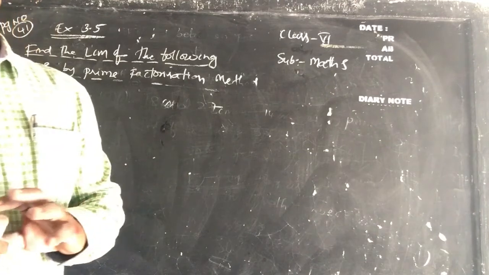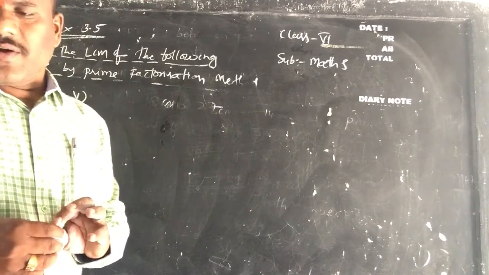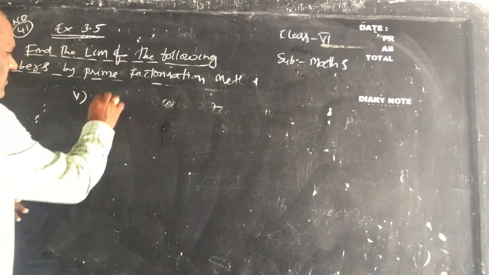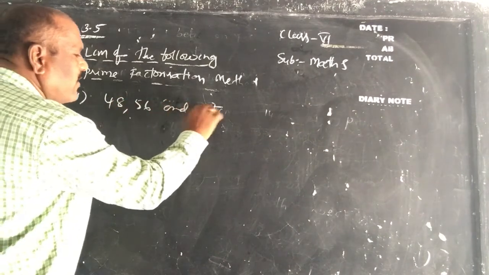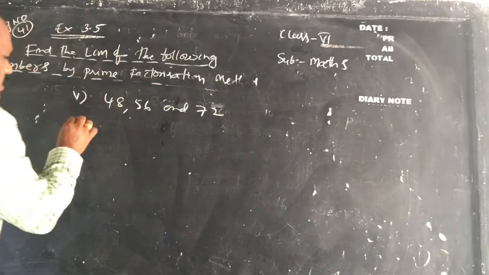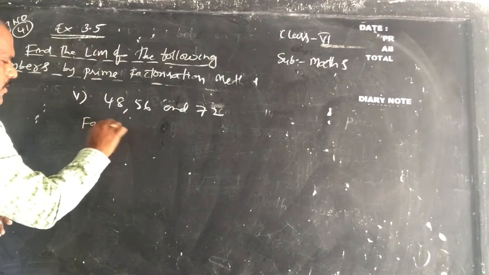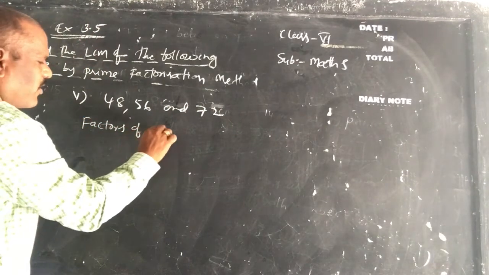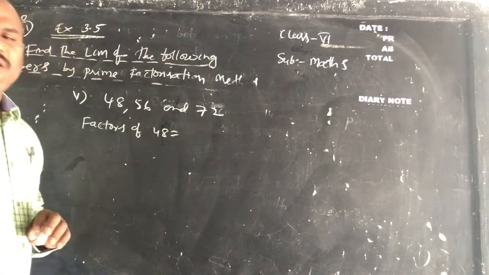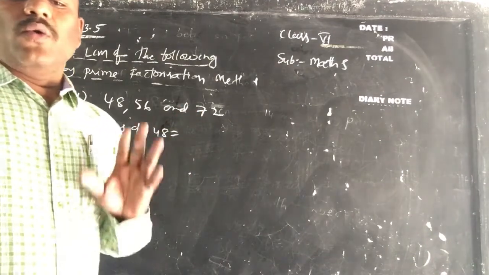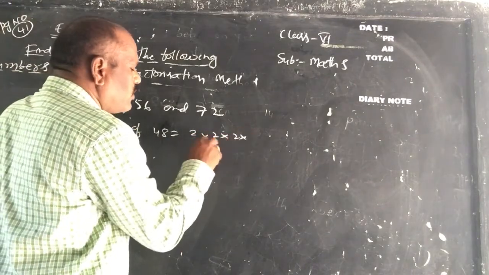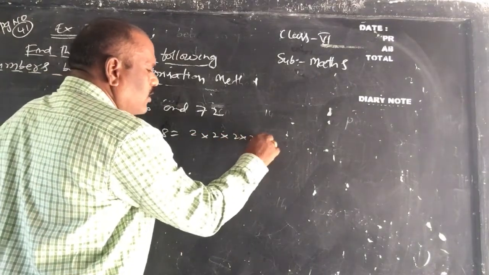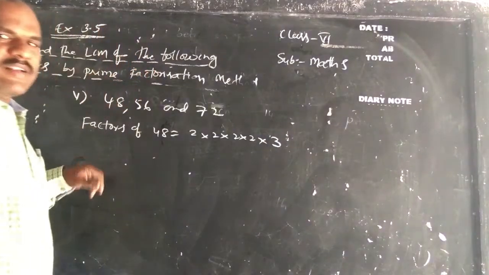Given numbers 48, 56 and 72. These are the given numbers. Same thing, children. Factors of 48, how will that be? 2 into 2 into 2 into 2 into 3. 2 2 is 4, 4 2 is 8, 8 2 is 16, 16 into 3 is 48. Factors of 48.